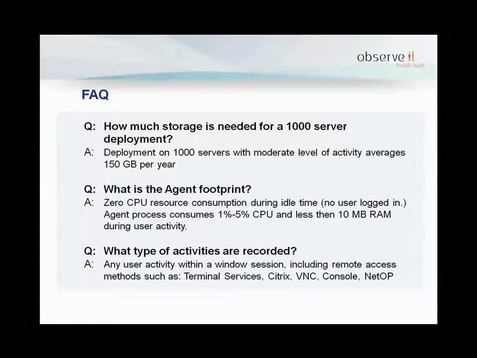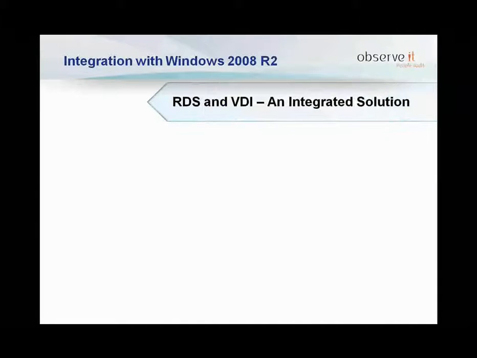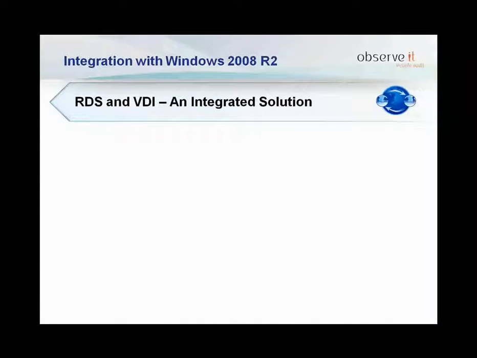In terms of footprint of the agent, it's usually anywhere between 1% to 5% CPU, again, based on the hardware that you have. And in terms of what do we record? We record Windows sessions. And as I said before, we are agnostic to the client access method. So anything which is a Windows session, including terminal, Citrix and so on, will be fully recorded.